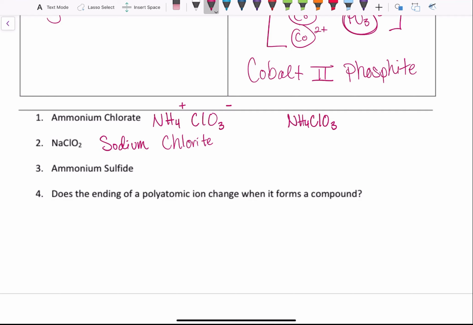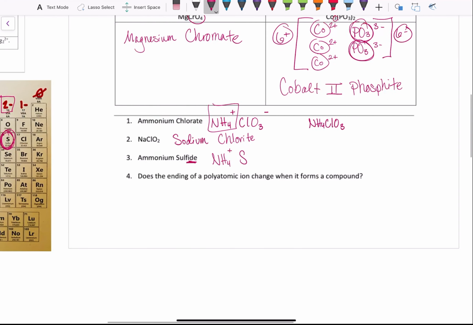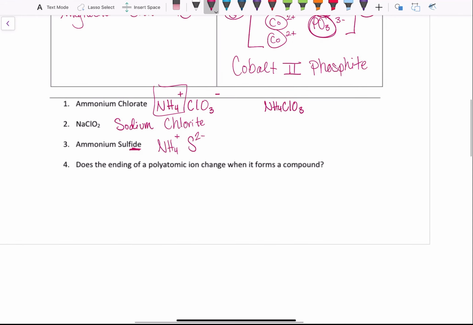Number 3, ammonium sulfide. You've not seen one that ends in IDE yet. Ammonium is a polyatomic ion. It's the same one we used here, NH4, 1+. But sulfide, that tells us we have the element sulfur. So it ends in IDE. That tells us we have the element. Sulfur has a 2- charge. So we'll just now crisscross the charges. We need to put NH4 in parentheses because that 2 is going to be outside it, and then S. So ammonium sulfide is (NH4)2S.